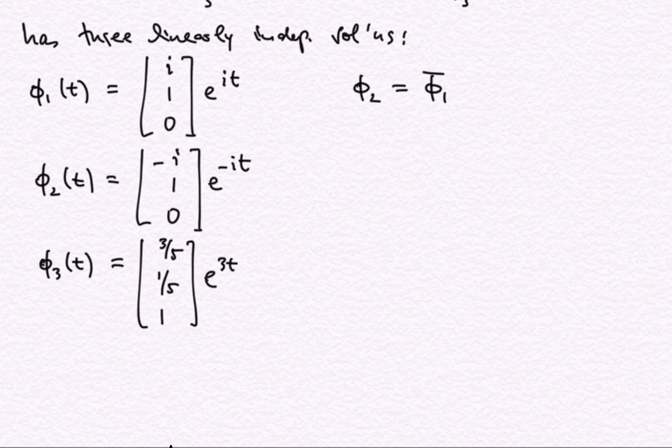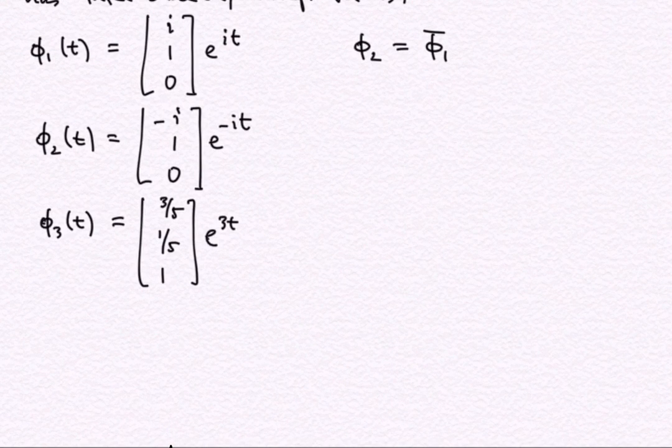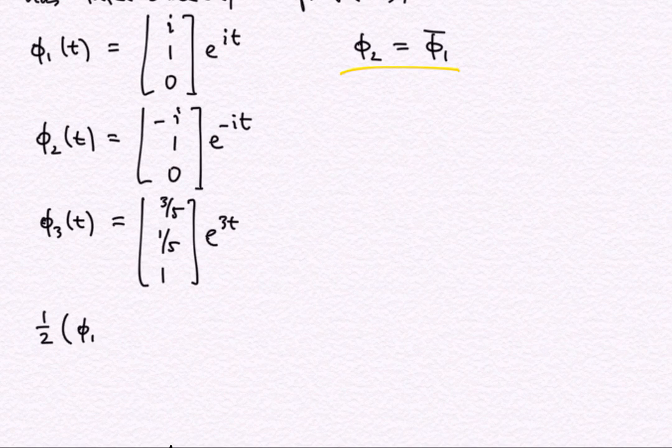So we can use the usual linear combinations that we use for complex values in order to make them real. In the same fashion, we can here construct two linearly independent real solutions out of the two linearly independent complex solutions by using the insight here that phi 2 is the complex conjugate of phi 1. And so I can look at 1/2 times phi 1 plus phi 2.